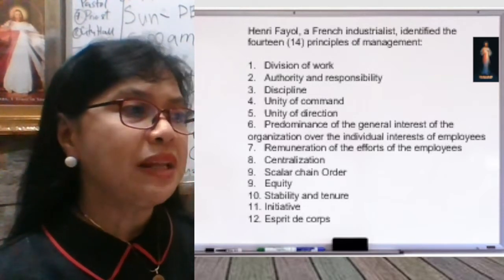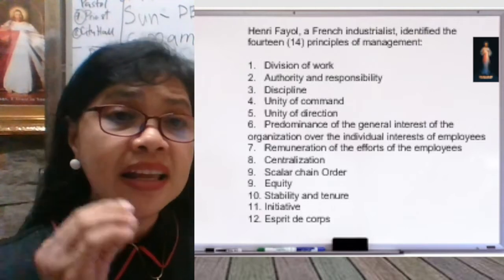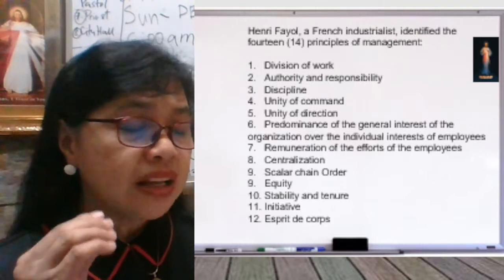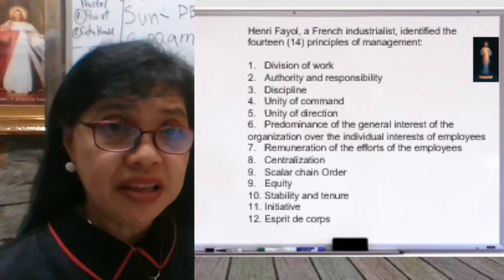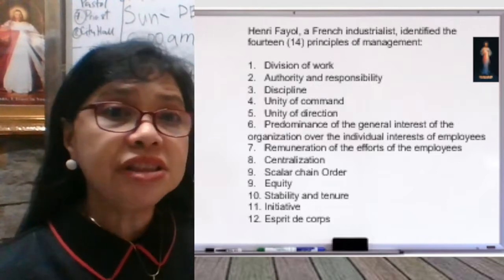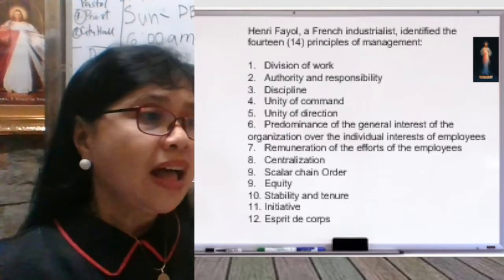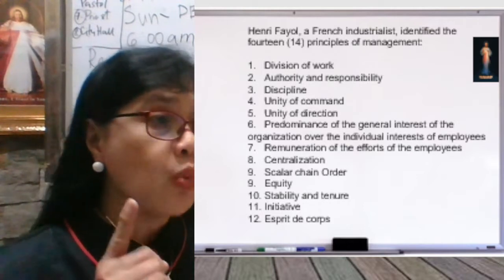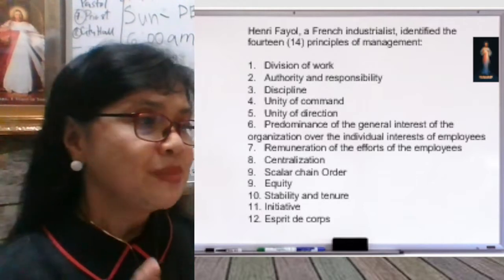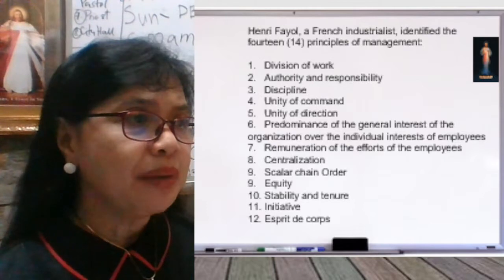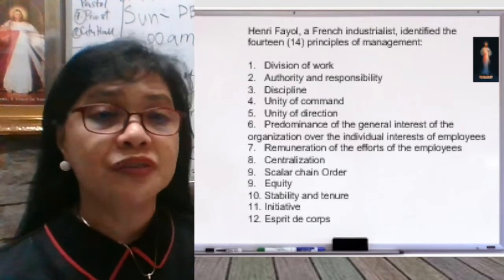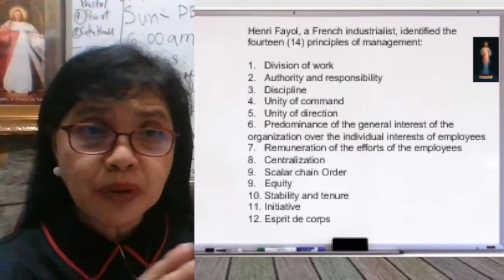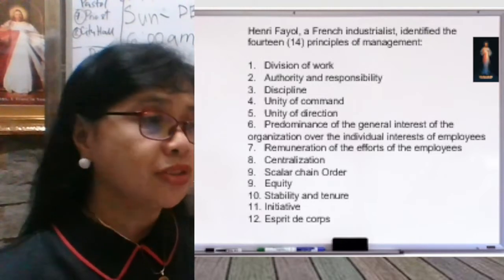Then we have the discipline, that is that there should be a clear set of rules, and violators of rules are punished. Then the unity of command. What is unity of command? An employee should report only to one supervisor. Then the unity of direction. This means that all the efforts of the employees are guided toward the attainment of the objective of the organization. So all the employees are only directed towards one goal.